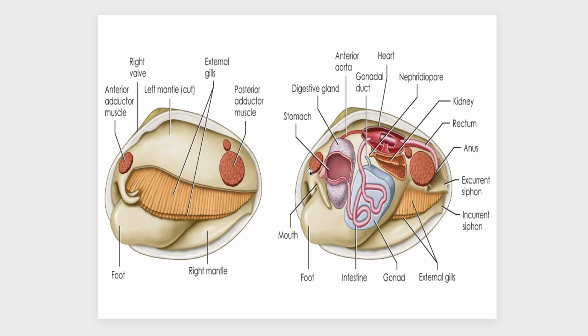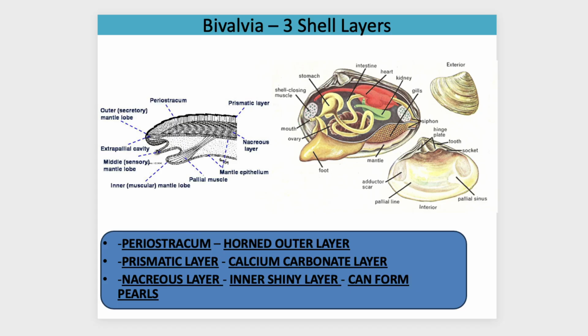And this is what the internal structure of these bivalves looks like. In this case, it has these external gills and these adductor muscles that help it close. And then it's going to have all these other structures, in-current and ex-current siphons for moving that fluid through. They have 3 shell layers, the periostracum, the prismatic layer, and the nacreous layer. The periostracum is the horned outer layer. The prismatic layer is a calcium carbonate layer. That's like that chalky substance we talked about. And then the nacre or the nacreous layer.